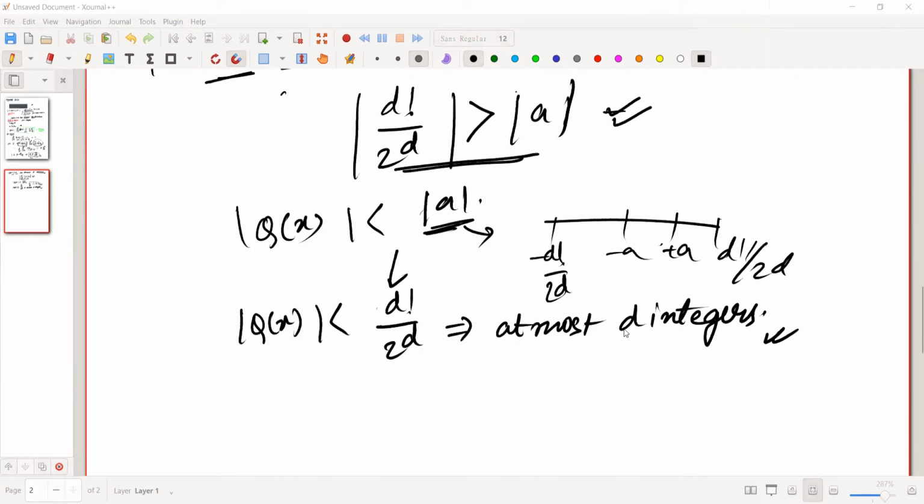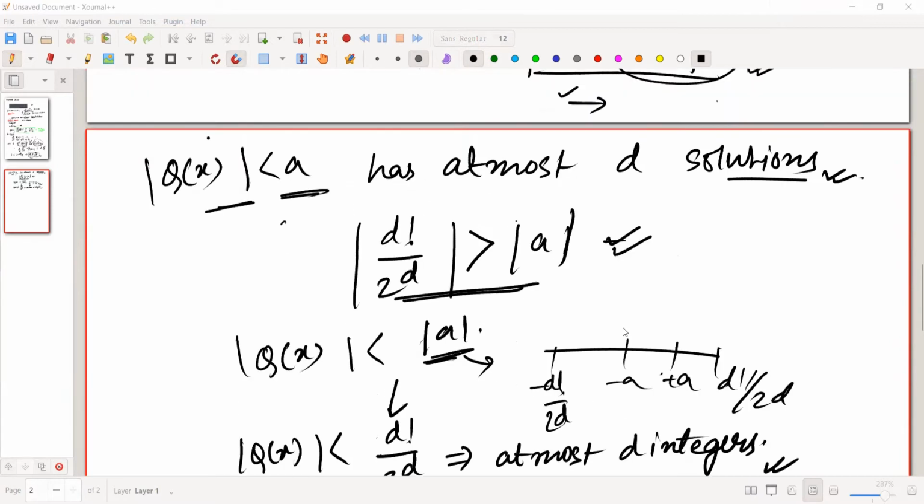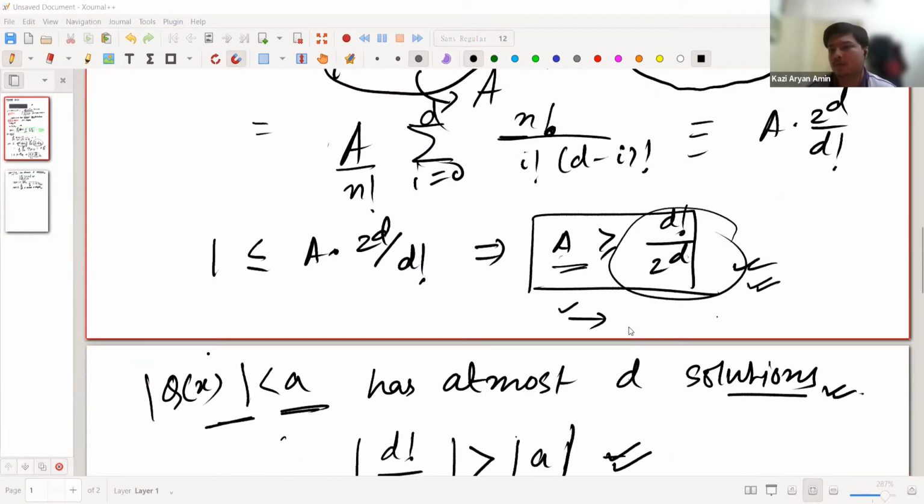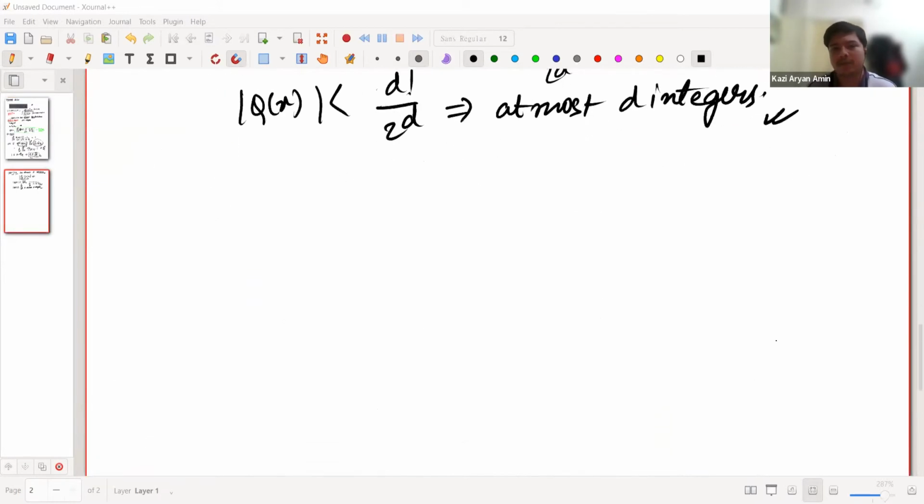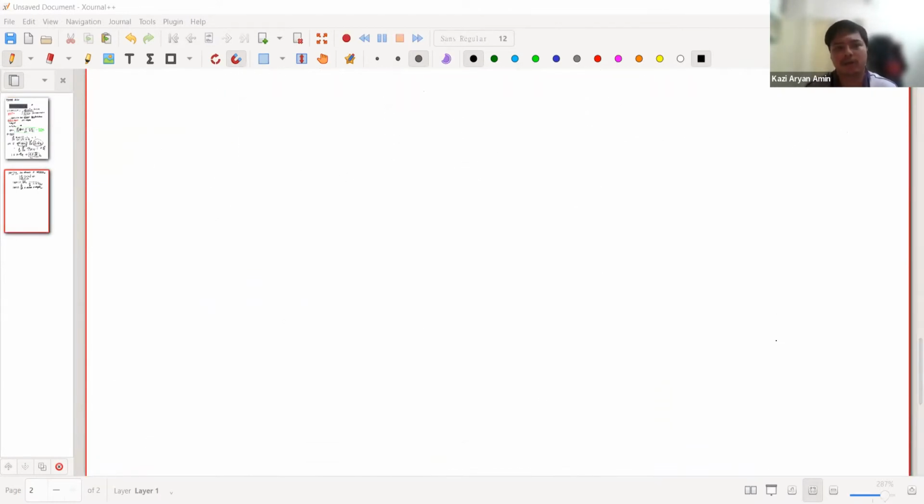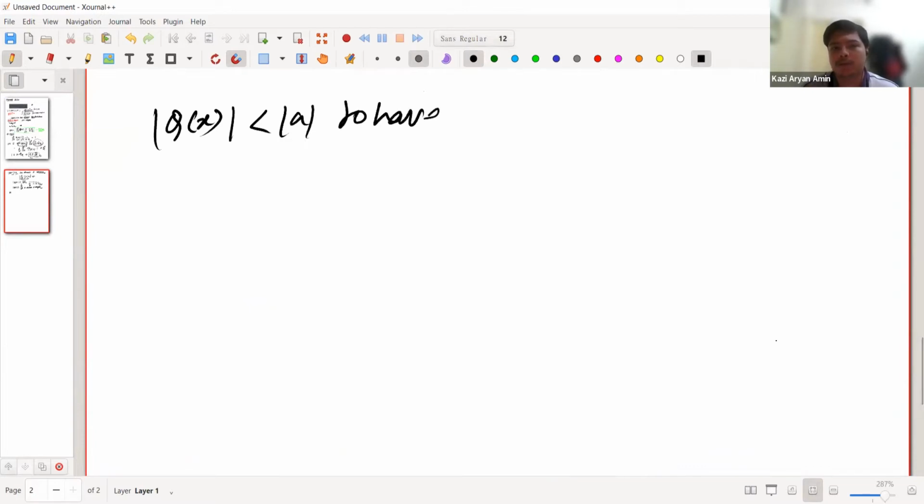I still don't get the last part, from the second page. Okay, so from the lemma, we observed that whenever you interpolate q at any d plus 1 integers, not necessarily positive, just any integers, one of them has a q of x value greater than d factorial by 2 to the power d, right? So the idea is, what did we want to achieve? We wanted mod q of x less than mod a to have at most d solutions, where q has degree d, right?